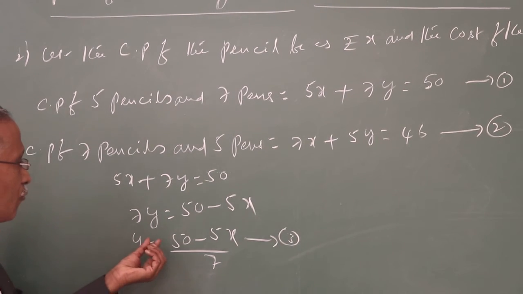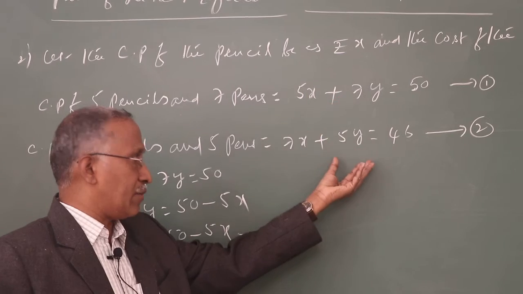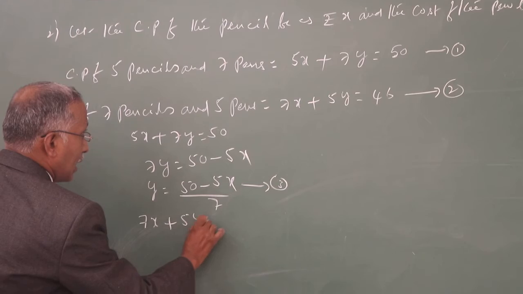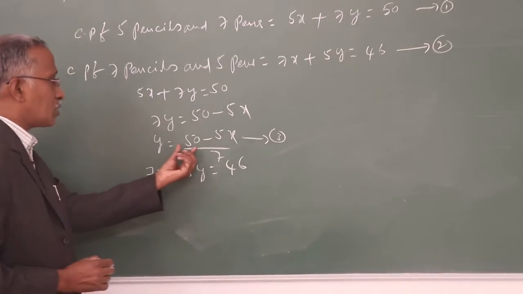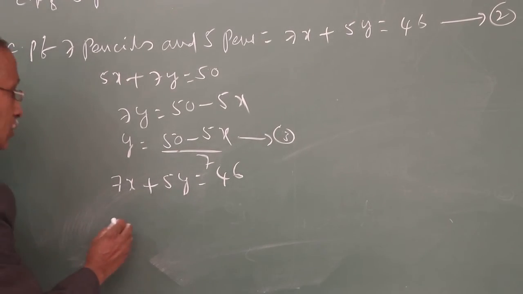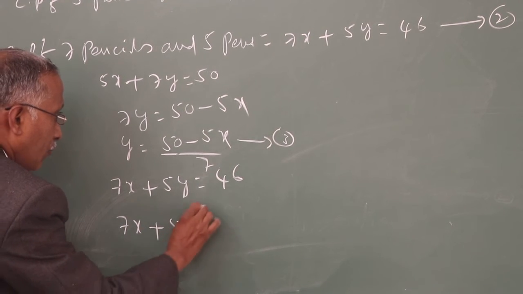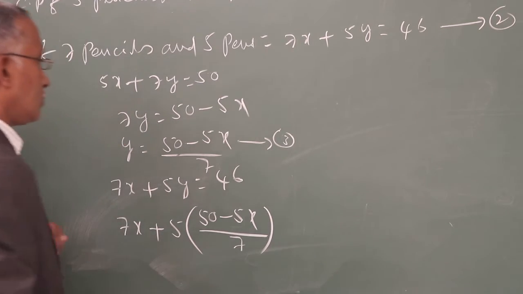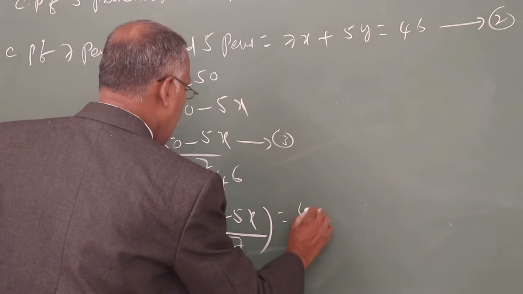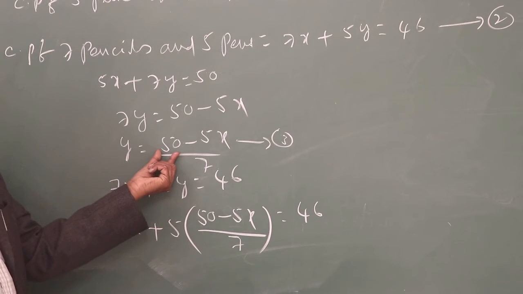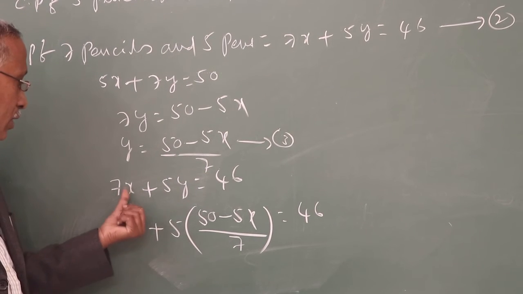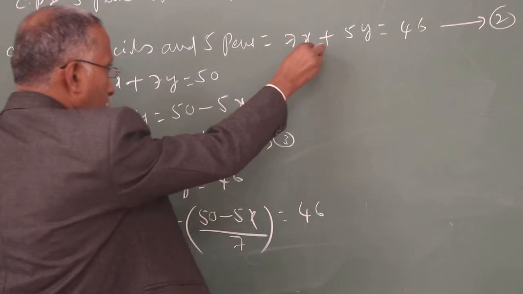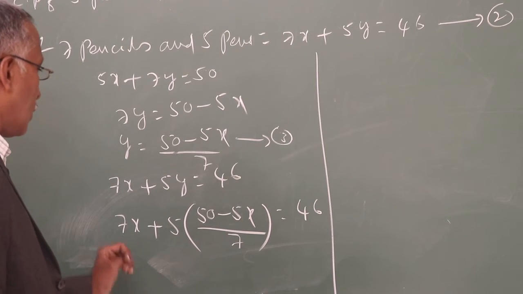Let us substitute the value of y, which I obtained from equation 1, in equation 2. Equation 2, we know, is 7x + 5y = 46. Substituting the value of y, this becomes 7x + 5 into (50 - 5x)/7 = 46. Now you have to solve for x here. What to do?